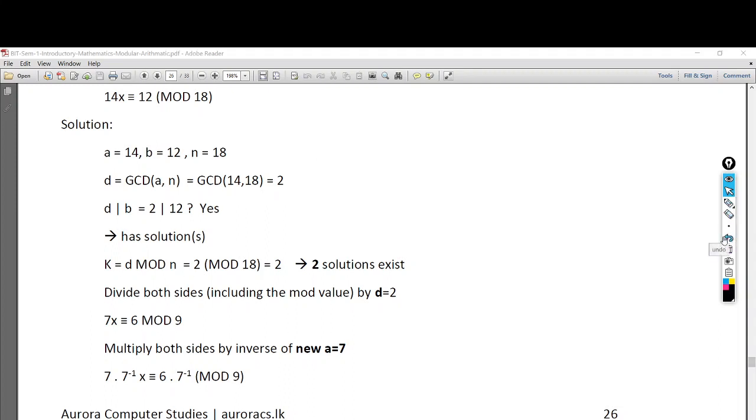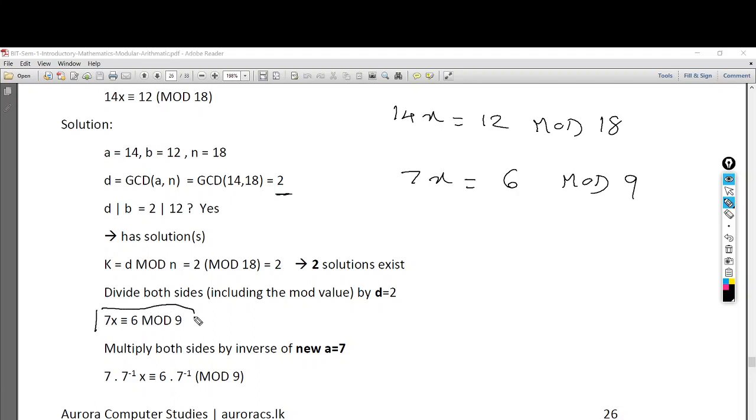So our equation is 14x ≡ 12 mod 18. So our d is 2. Therefore we are going to divide it by 2. 7x ≡ 6 mod 9. It's very important you divide the modulus also. So now we get 7x ≡ 6 mod 9, because we divided by our d, which is 2.